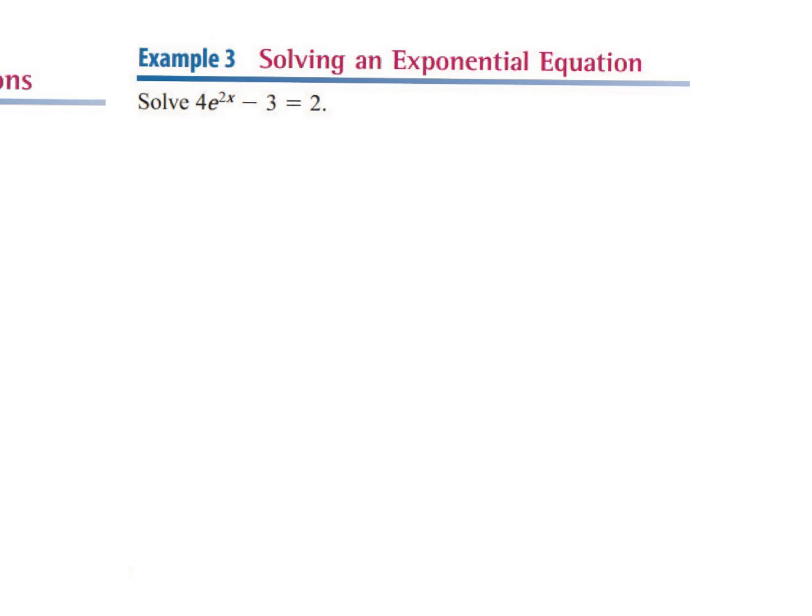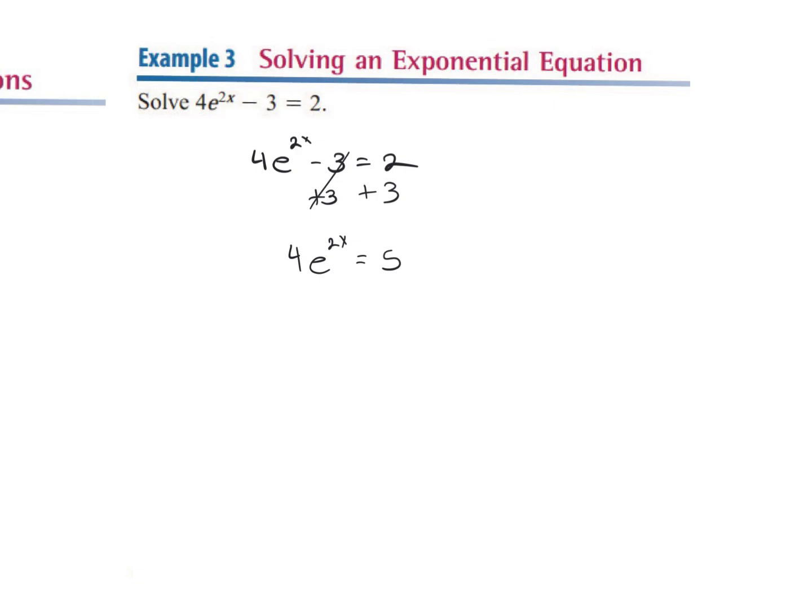So now example 3, they still want us to solve it. We have this equation, I'm going to go ahead and write it first: 4e to the 2x minus 3 is equal to 2. The first thing I'm going to do is try to get the term with the x by itself. So I'm going to go ahead and add the 3 to both sides. When I do that, I get 4e to the 2x power is equal to 5.